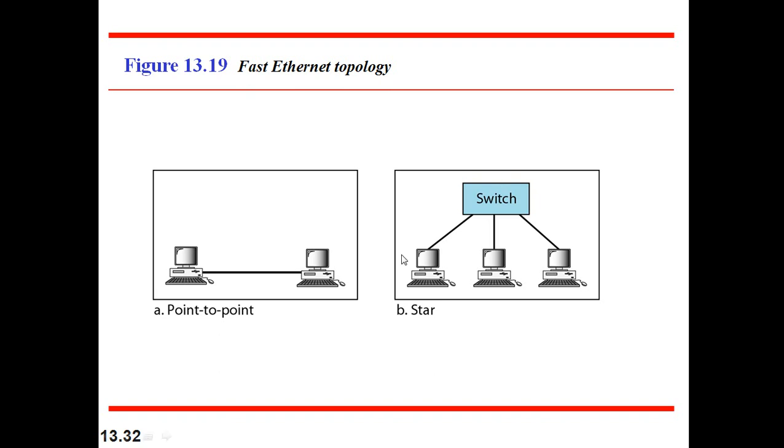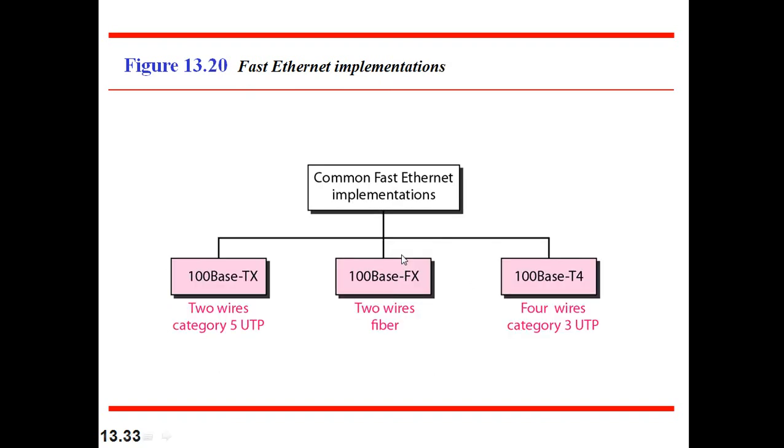implementations. When it comes to the physical layer implementation, we are using three approaches or three methods. That is, Fast Ethernet is implemented in these three methods. One is 100BASE-TX, the second one uses 2 wires of category 5 unshielded twisted pair cables. The next one is 100BASE-FX, and the third one is 100BASE-T4.